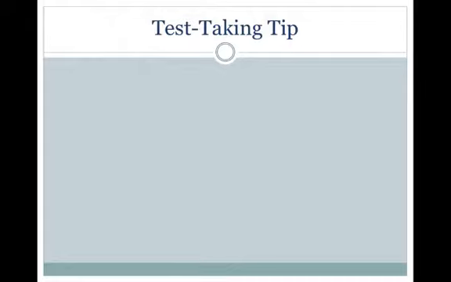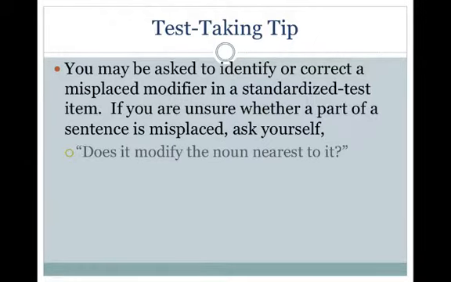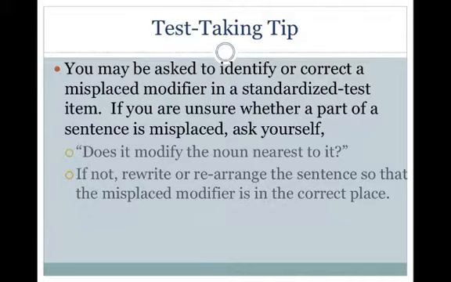Here's a test-taking tip. You may be asked to identify or correct a misplaced modifier in a standardized test item. If you are unsure whether a part of a sentence is misplaced, ask yourself, does it modify the noun nearest to it? If not, rewrite or rearrange the sentence so that the misplaced modifier is in the correct place.